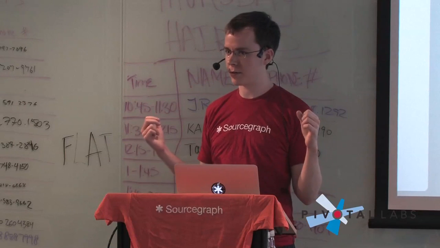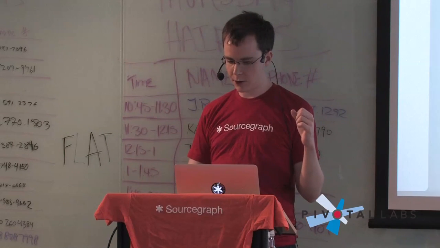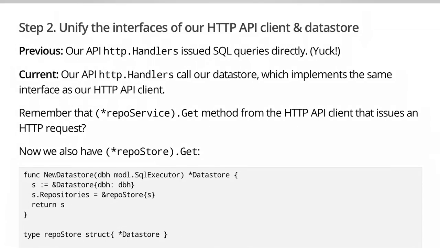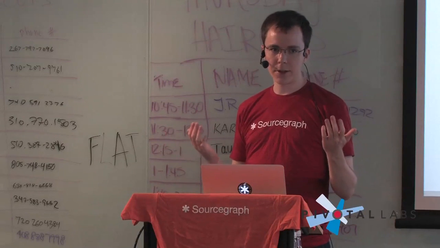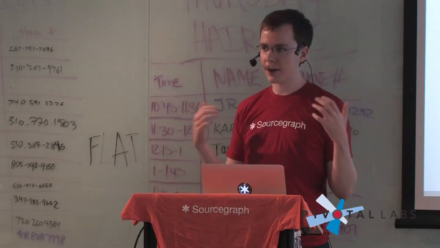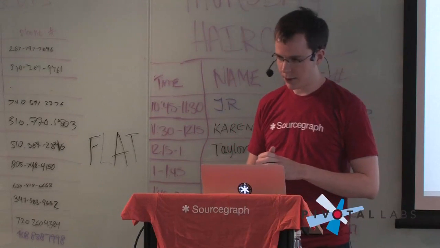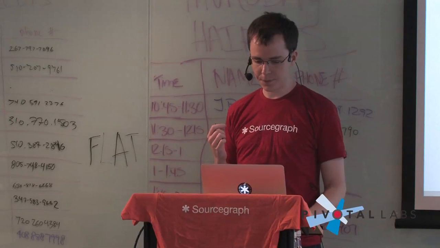Both have a get repository method. Both have a list repository method. And so the next thing we did was we took these two implementations. One hit the database and one hit our API, and we unified the interfaces in Go that they implement. Now, Go has nice interfaces, but this applies to any language. It's just about unifying the external API of your API client and your data store.